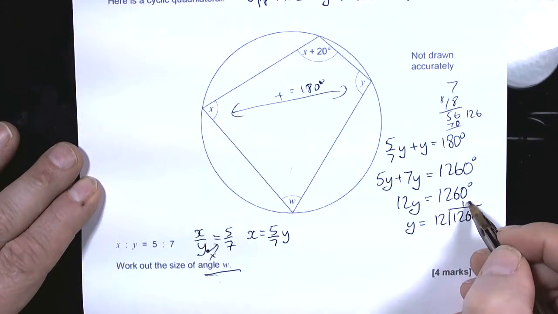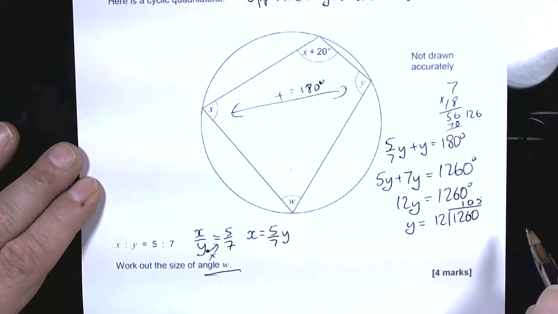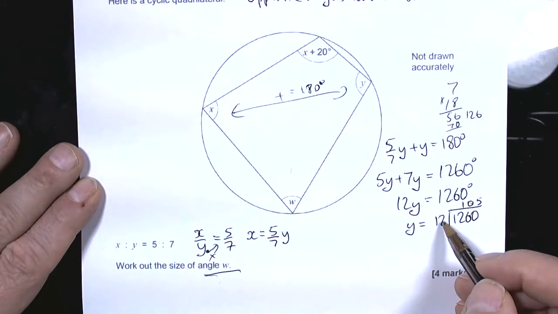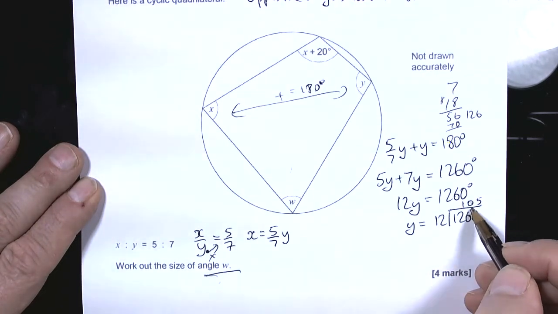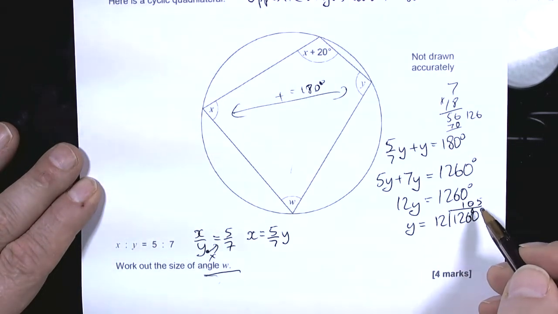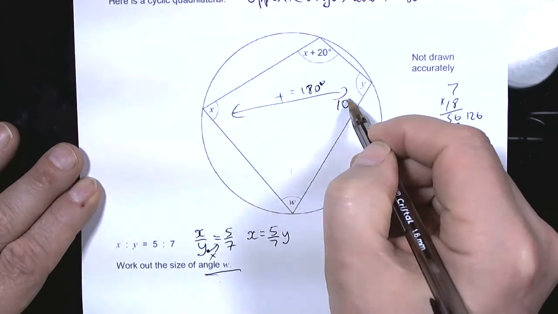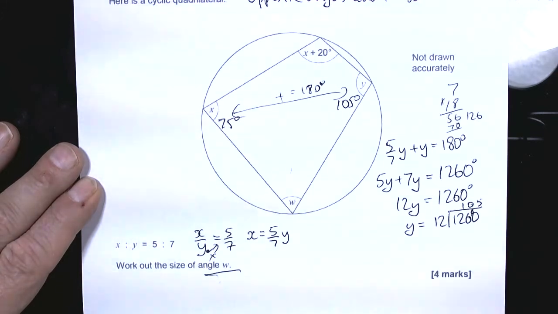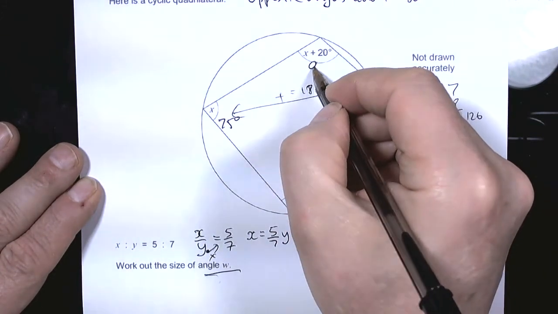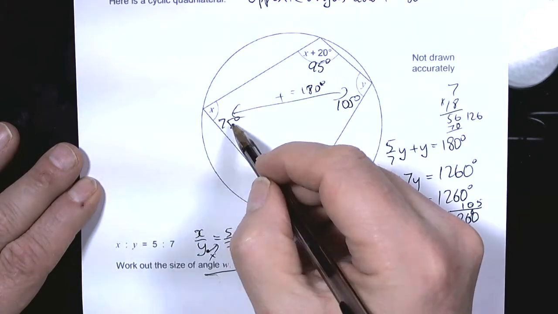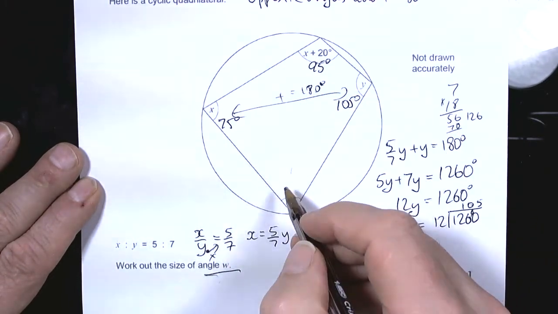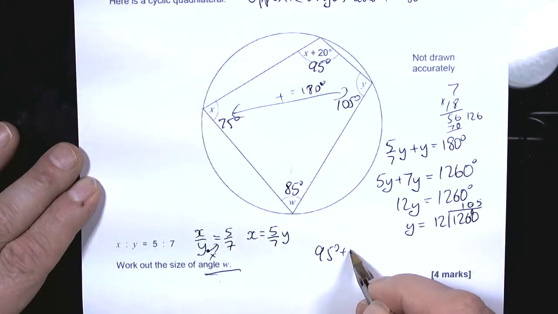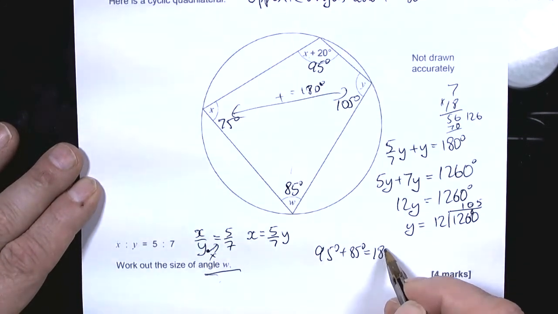12 into 1 doesn't work, so that's 5. 12 into 12 is 1, no remainder. 12 into 6 doesn't work, so 0, 6 remainder. 12 into 60 is 5, so 105 degrees. So we know that y is 105 degrees, so this must be 75 degrees, because they add up to 180, and therefore this must be 95 degrees, because we put the x value there, and if that's 95 degrees, then w must be 85 degrees. 95 degrees plus 85 degrees equals 180 degrees.